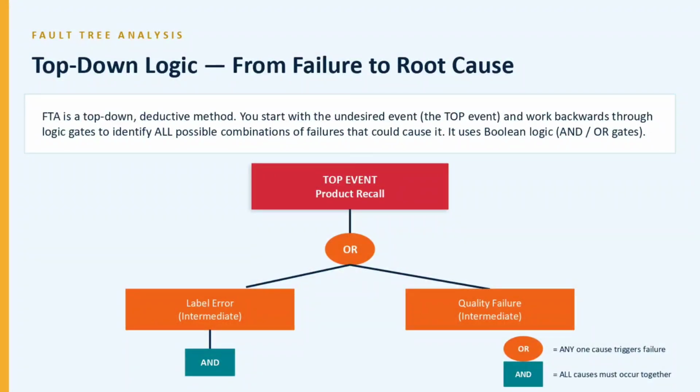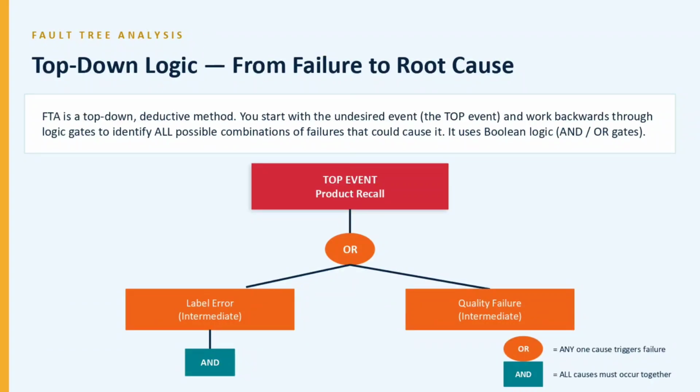You start at the top, with the top event. That is the undesired outcome. For example, product recall. From there, you work backwards, top down. You ask, what are all the different ways this could have happened? You connect these causes using logic gates. There are two key ones.